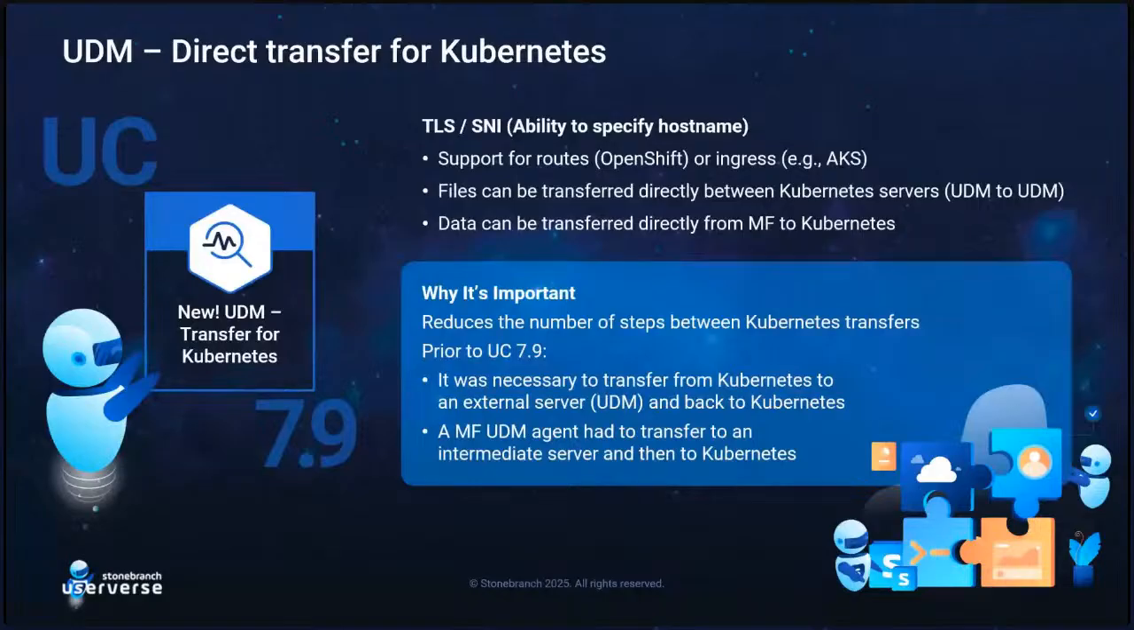Because we now allow you to specify the host name, and we support routes for OpenShift and ingress for AKS and other Kubernetes-based platforms, you can now transfer directly from Kubernetes to Kubernetes with UDM agents on each. And the transfer from a mainframe UDM can also be delivered directly to a Kubernetes server UDM. Quite simply, this reduces the number of steps or transfers you need to make, so it's an important enhancement in the world of containers.